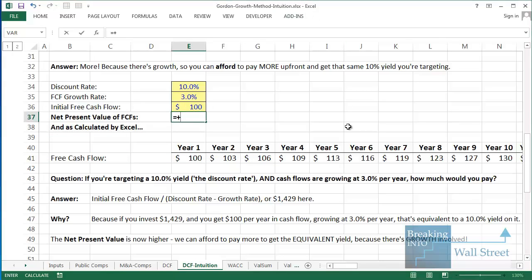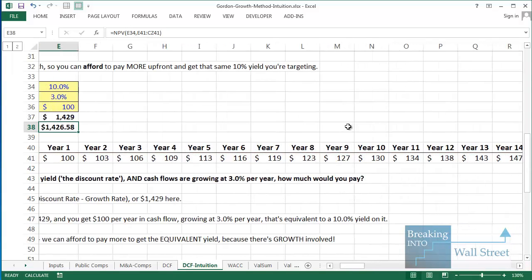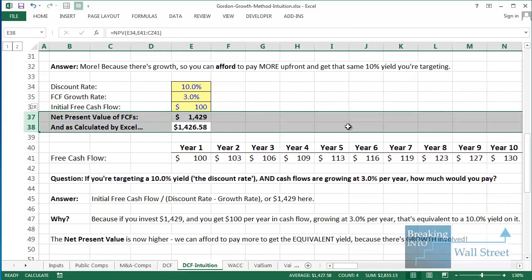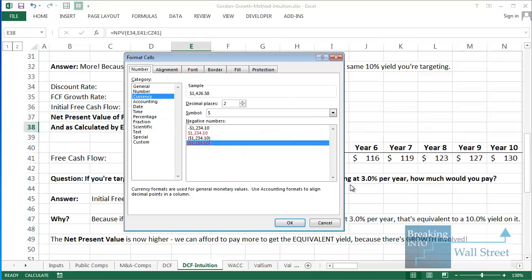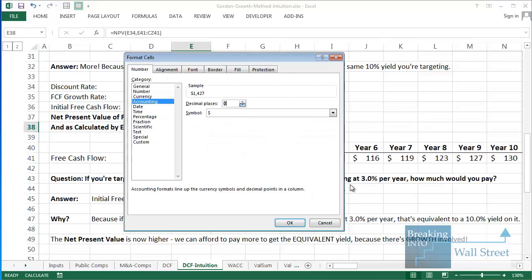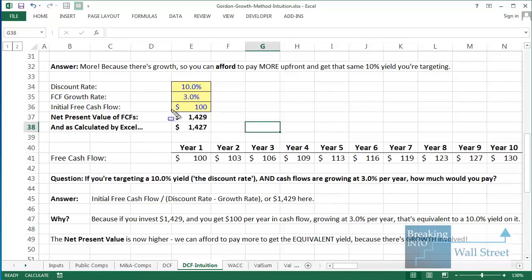So we take this 100, we divide by the discount rate minus the free cash flow growth rate, 1429, and then let's take a look at this in Excel. NPV, we have the 10% discount rate, and we have these free cash flows through year 100. And it comes out to almost the same number. It's a little bit different, but very nearly the same number. And let's just change the decimal places there. So 1427 versus 1429, so not exactly the same, but you can see it's clearly going to converge on the same exact number. If we had a few hundred more years, it would do that, but you get the idea from this.